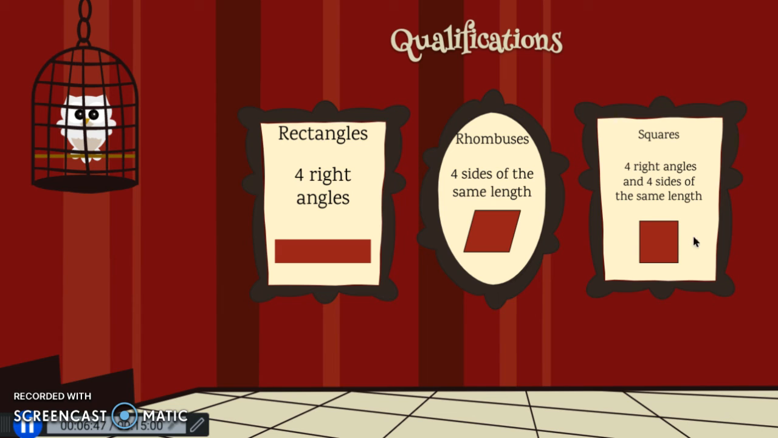A square is also a polygon. It's also a quadrilateral. It has 4 right angles and 4 sides of the same length. So a square is a rectangle, it is a quadrilateral, and it's a polygon. It can also be considered a rhombus because it has the same side lengths, which is the qualification for a rhombus. So a square can be classified as many different things, just like I just said. So we've got to think about what attributes each of them have, and then we can classify them.